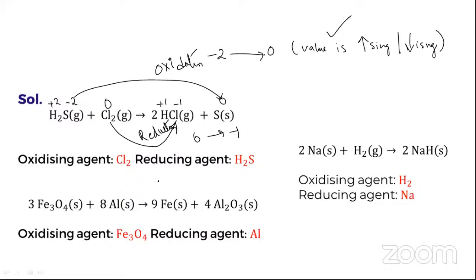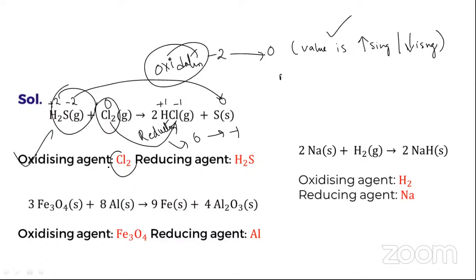If there is an increase in oxidation number, we are going to call it oxidation. If there is a decrease in oxidation number, we are going to call it reduction. That is why I already told you, where the oxidation process is involved, that particular agent will act as a reducing agent. So chlorine is acting as an oxidizing agent and itself undergoes reduction. H2S is acting as a reducing agent, itself undergoes oxidation.